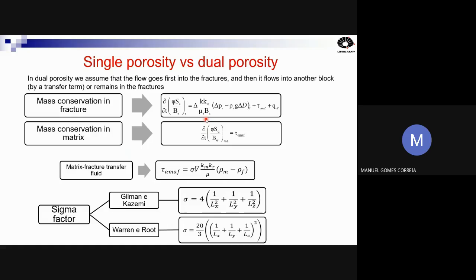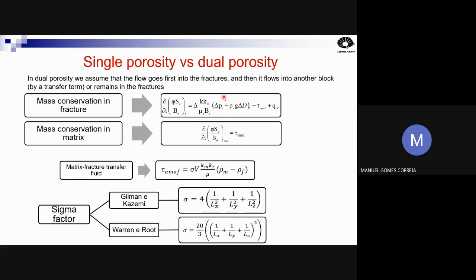So one thing is that in dual porosity models we have the mass conservation formulation in flow simulation. We have the mass conservation in the fracture system, and we have the mass conservation in the matrix. In the fracture system, we have the Darcy law that represents the fluid movement between the fracture blocks.